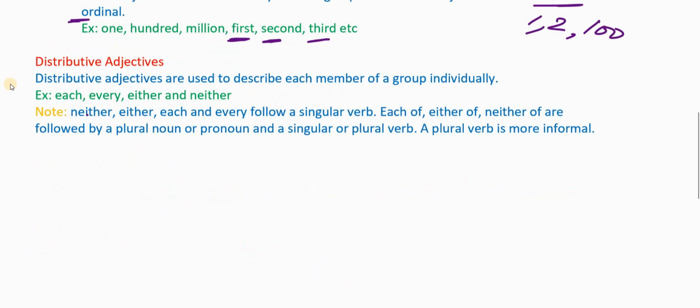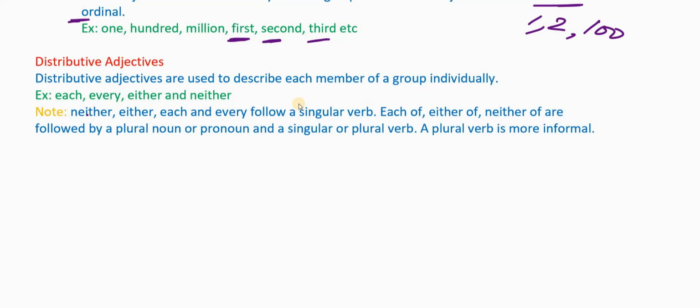Now that you have understood the meanings of each of these four distributive adjectives, let us look at the note now. Neither, either, each and every follow a singular verb. Now, you should always use a singular verb along with these adjectives. Each, every, either and neither.